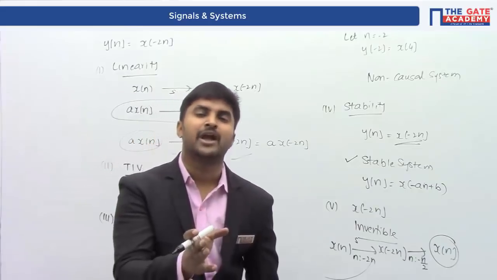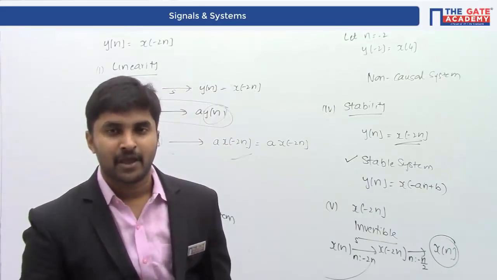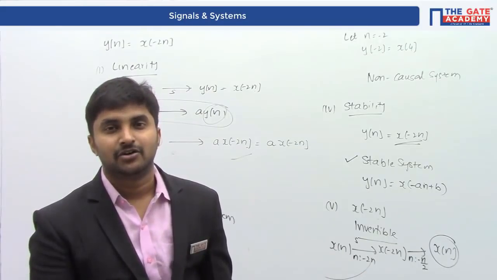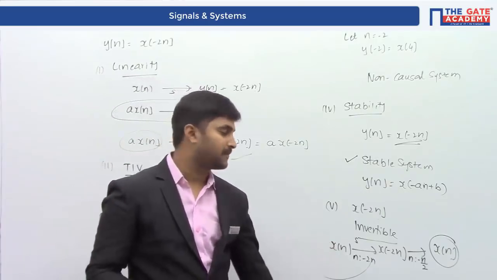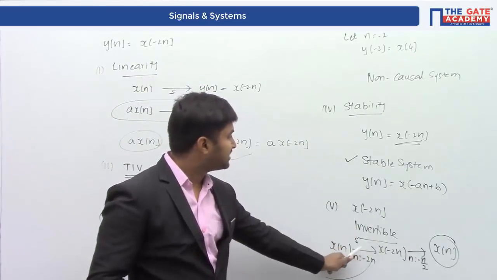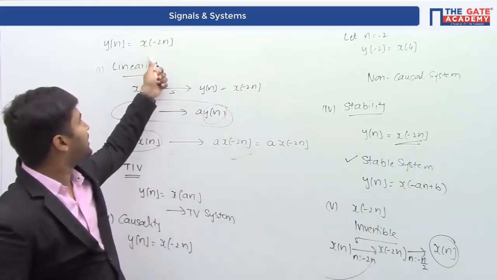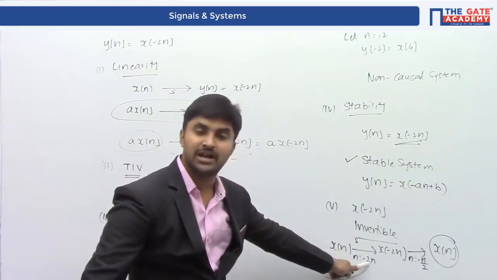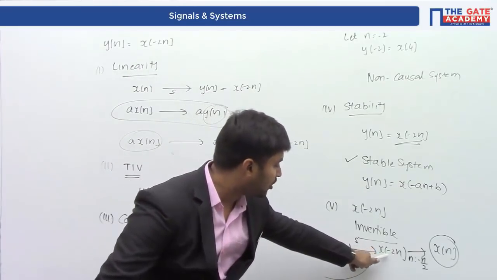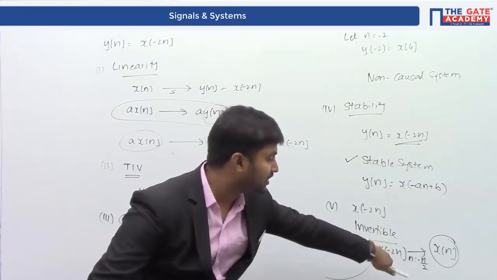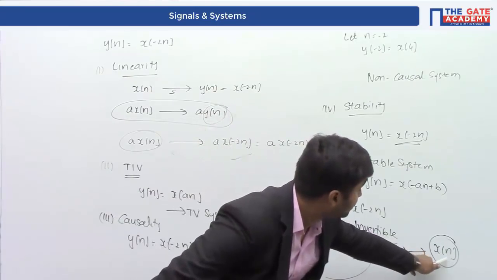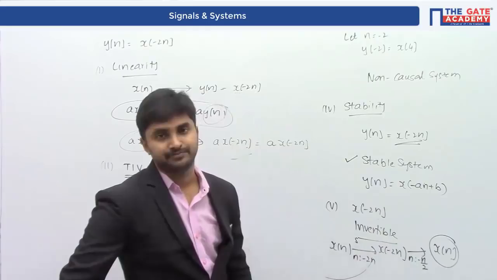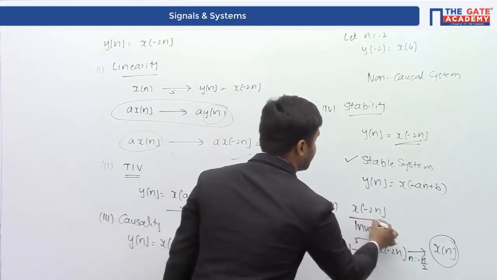That is the invertible system. If the input can be retrieved back from the output, such a system can be called an invertible system. Here the output is x of minus 2n. On x of n, it does the reversal and scaling by 2 units. To get the input back, I do the scaling by 1 by 2 units with a reversal. Therefore it is going to be invertible.